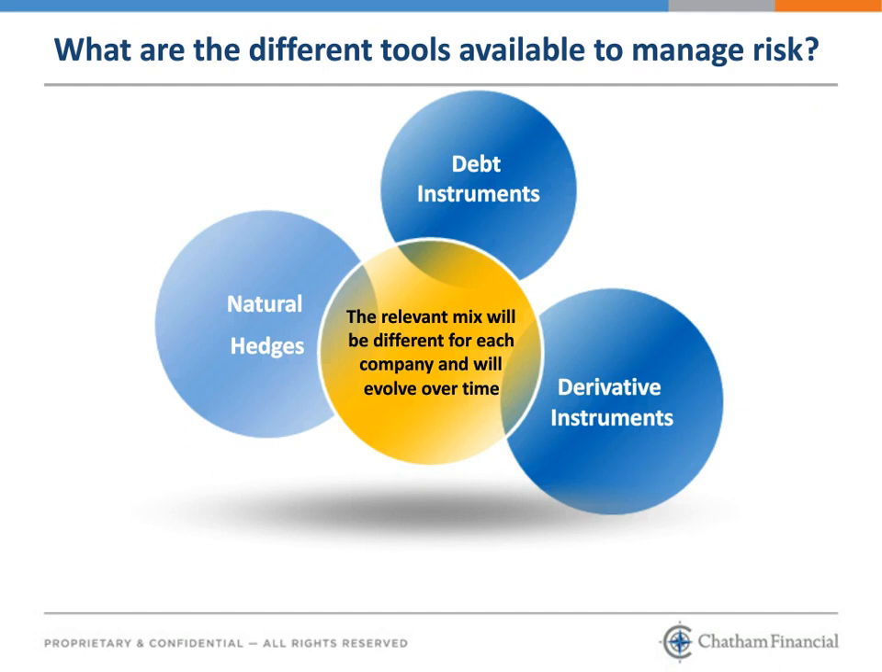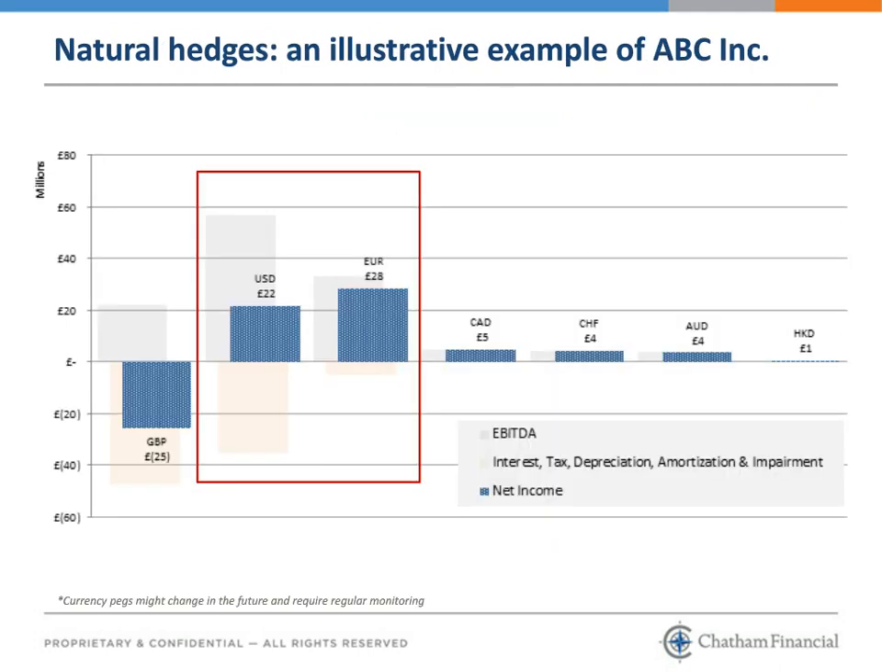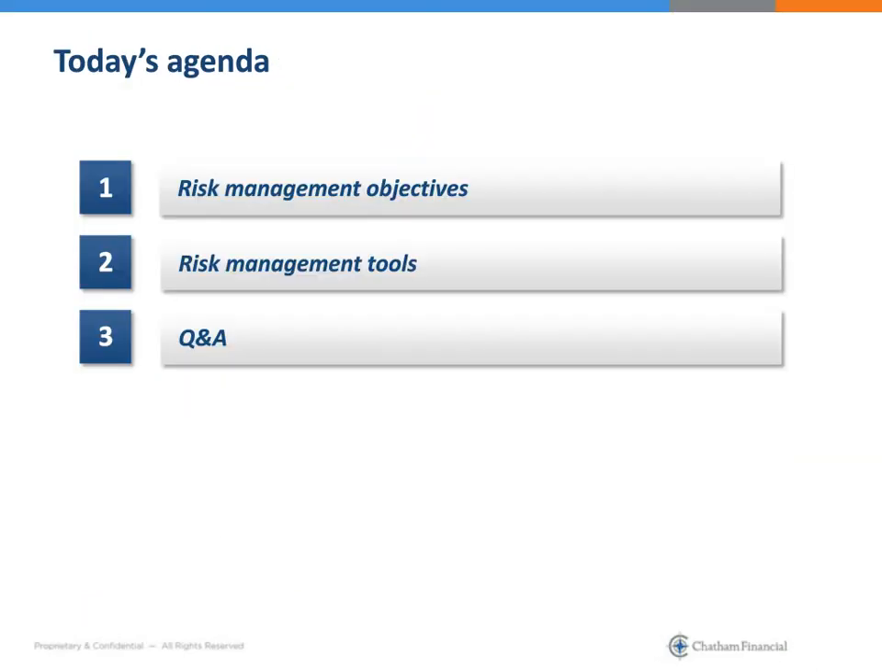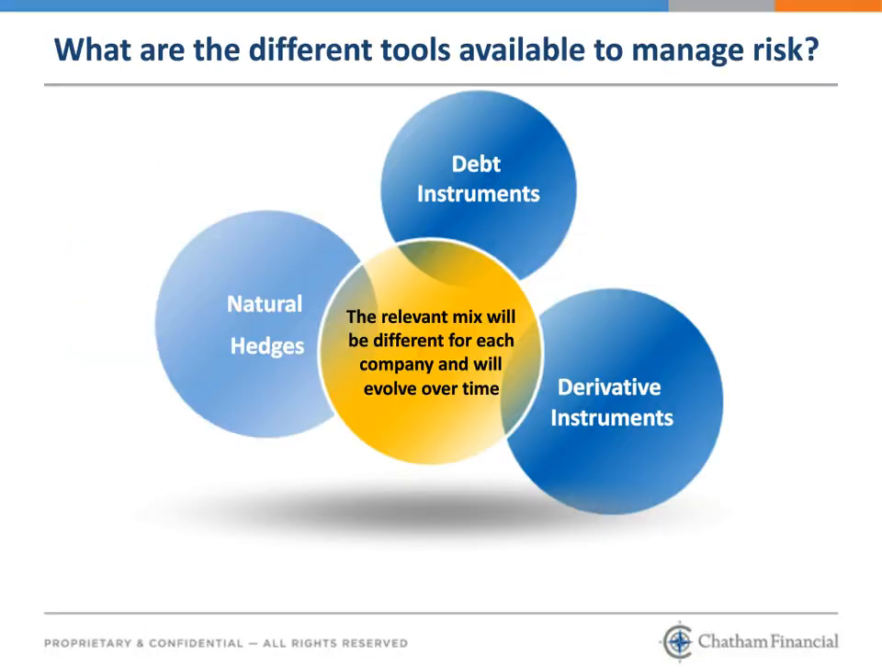So with that foundation of risk management objectives and the nuances that one might see across various different companies and risk profiles, we're going to move on to the second section of the webinar, where we'll be discussing risk management tools and the different ways that companies might go about managing their risk once they identify the objectives and constraints. First off, here on the slide, you can see three big groups of tools available to companies: natural hedges, debt instruments, and derivative instruments.